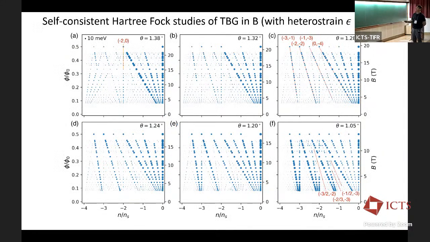So let me quickly show you what happens when we perform these self-consistent Hartree-Fock calculations at finite magnetic field for all of these densities when we include the heterostrain. At larger twist angle, it looks very similar. At smaller twist angles, you start seeing deviations. I should remind you that the heterostrain increases the bandwidth. So now you should be going further from the strong coupling limit. And again, each of these dots is a separate Hartree-Fock calculation.